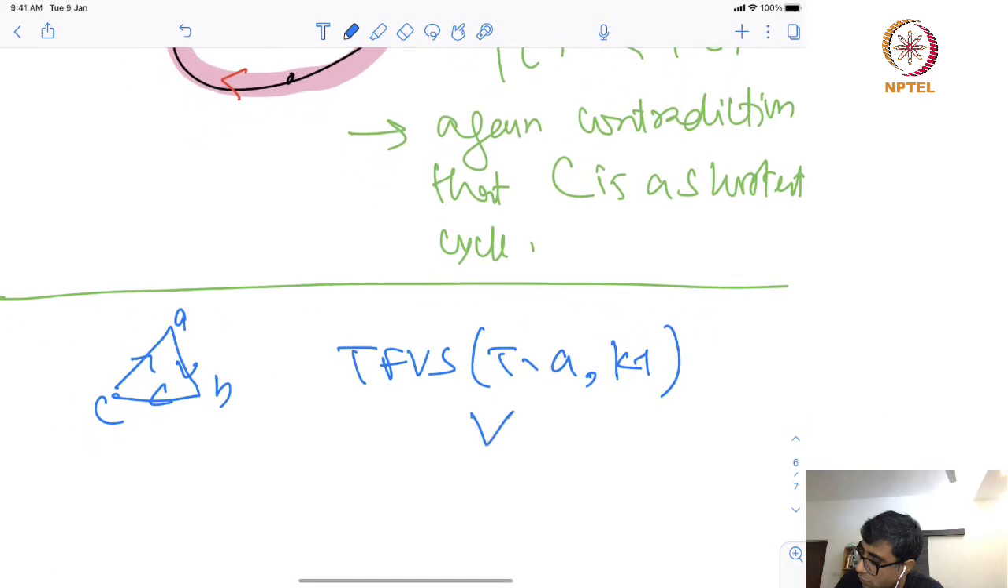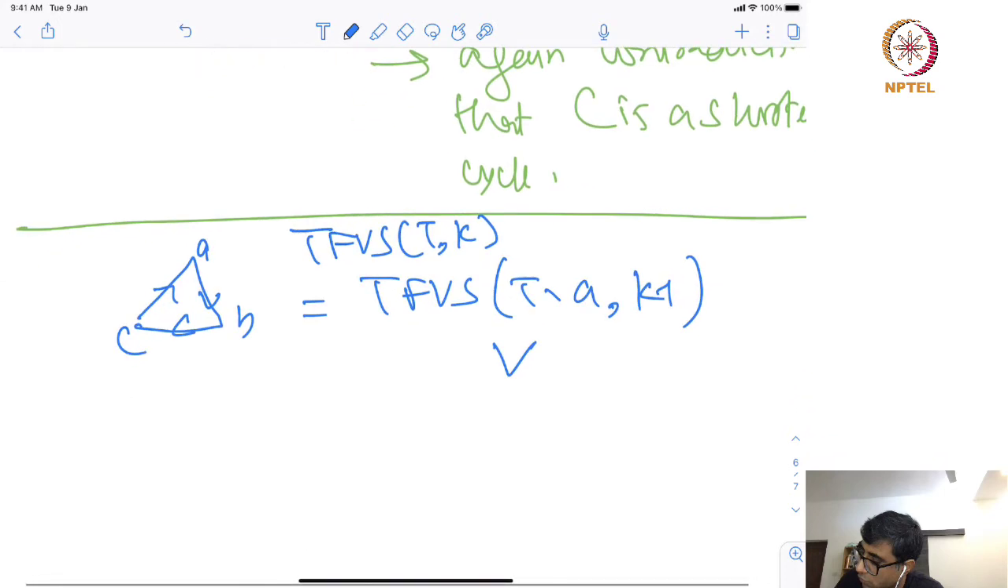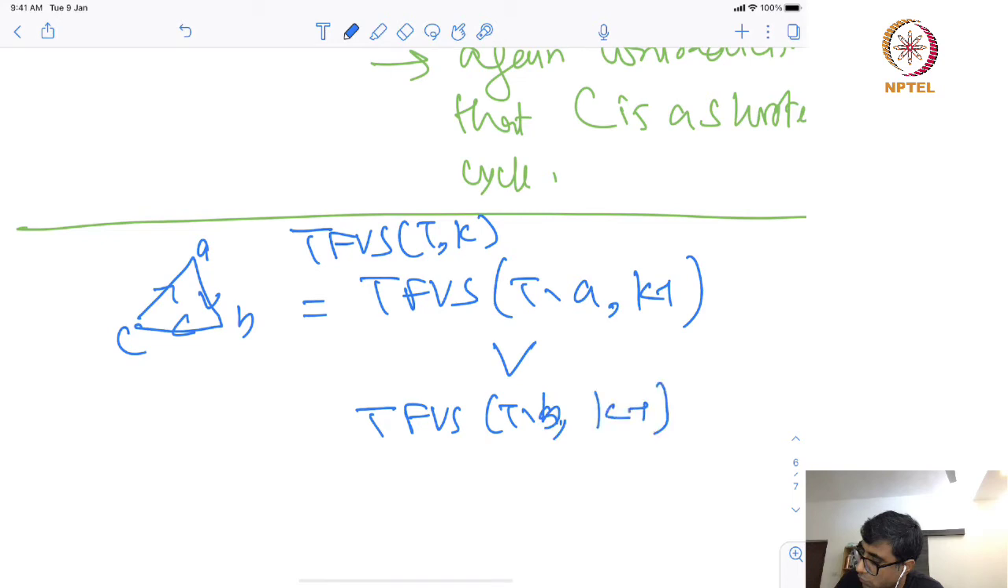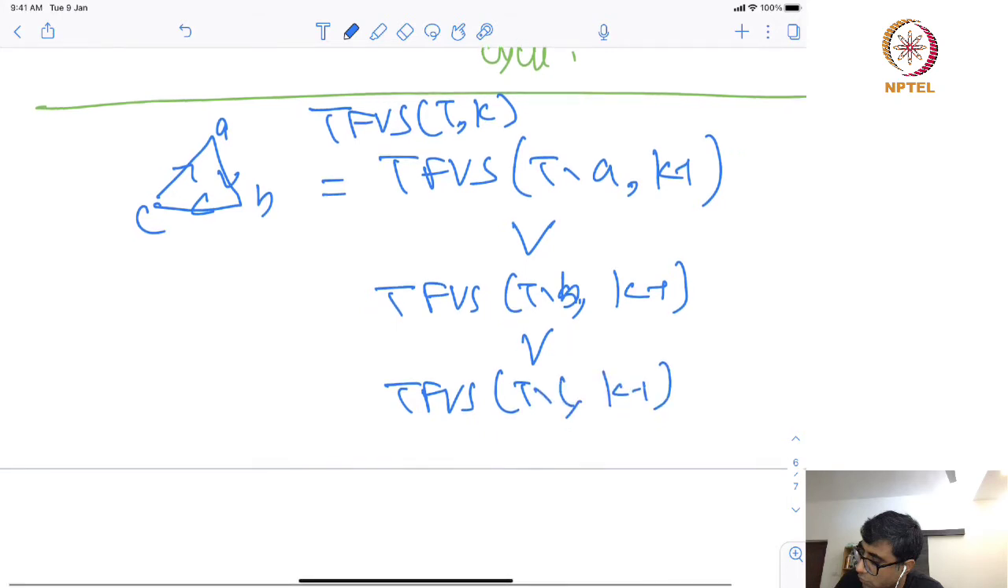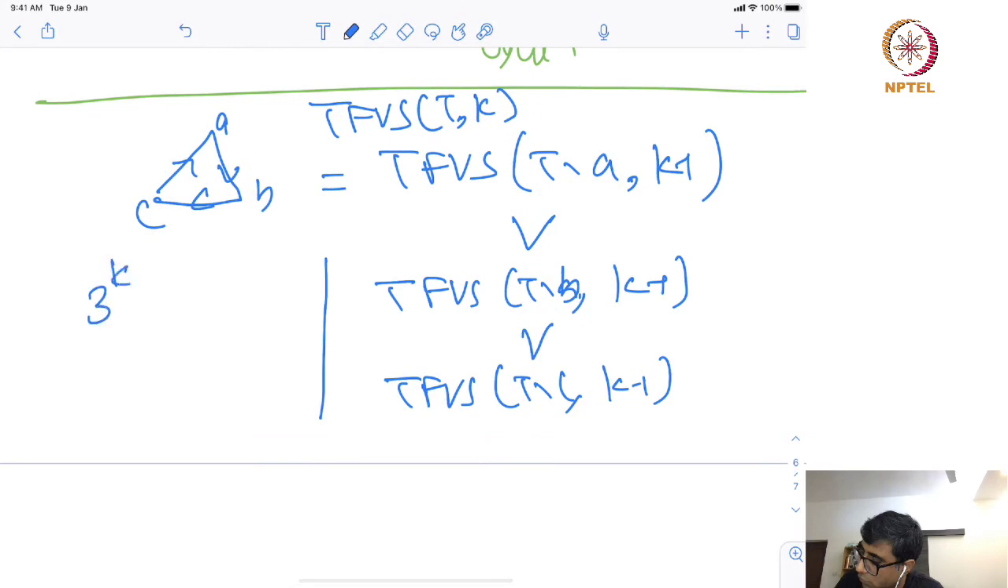Tournament feedback vertex set (T, k) is true if either TFVS(T minus A, k minus 1) is true, or TFVS(T minus B, k minus 1) is true, or TFVS(T minus C, k minus 1) is true, right? So this will give you a 3 to the power k times n to the power O(1) branching algorithm.